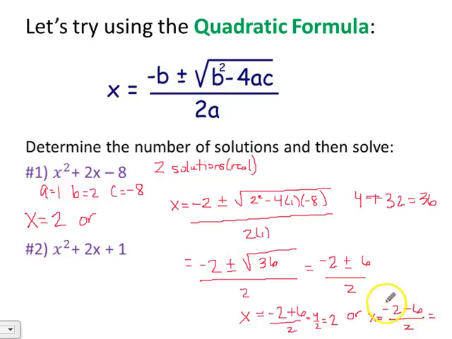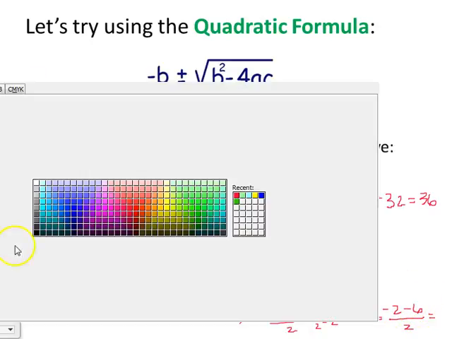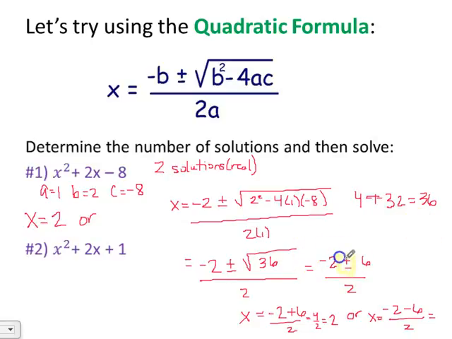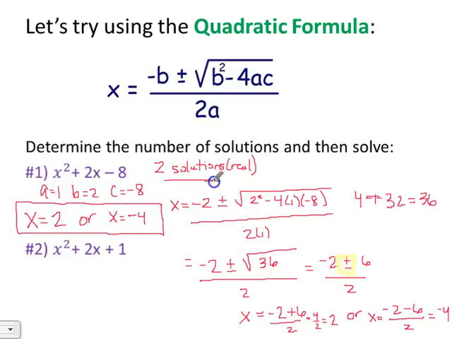Or now we're going to do -2 minus 6. That's where that plus or minus sign comes in. We've got to do it twice. We've got to do the plus version and the minus version. So -2 minus 6 is -8. -8 over 2 is -4. So the other possibility could be x equals -4. So those are our two solutions, and we knew to expect two solutions because we found the discriminant.